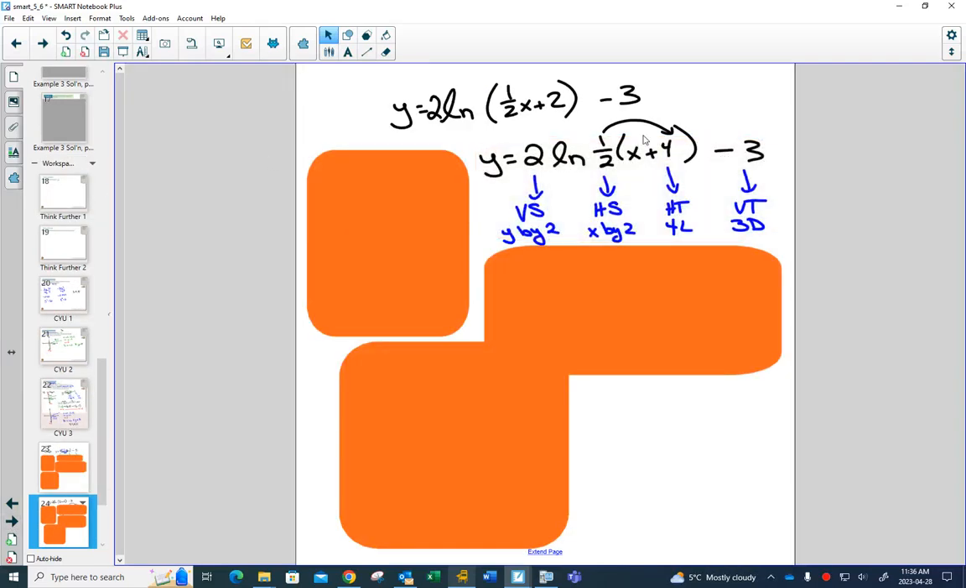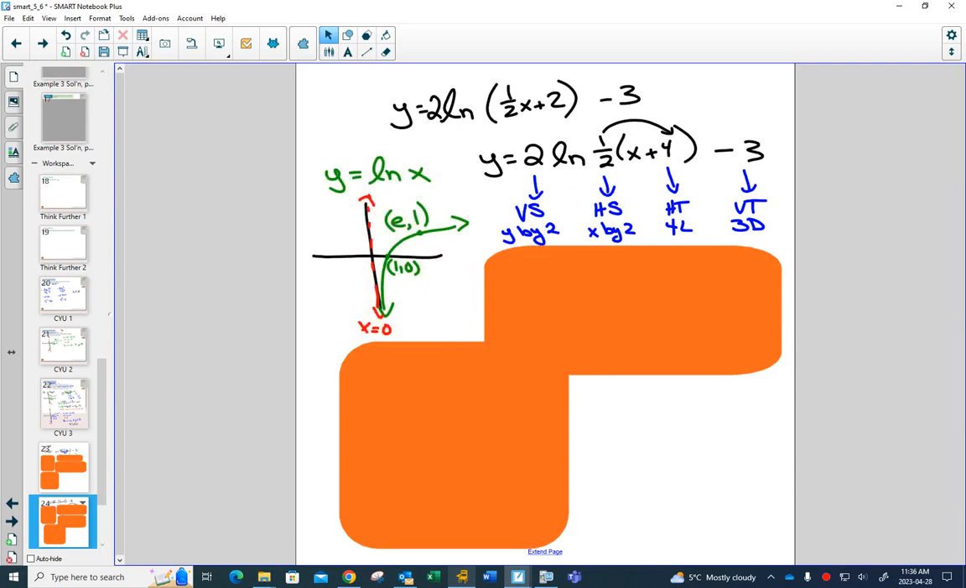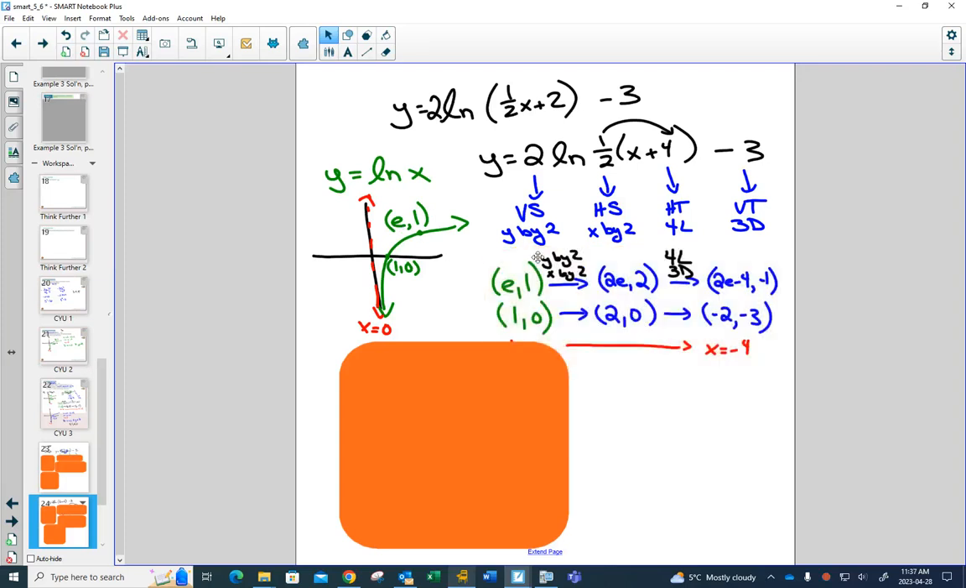So we have to write it in factored form. Taking that half out would leave you with an x plus 4. And there's the graph of the natural log of x. It has the point e, 1. So same thing, we do our stretches and compressions first, then our translations. And with e, you would just leave e in your answers. So in the end, you get the point 2e minus 4.